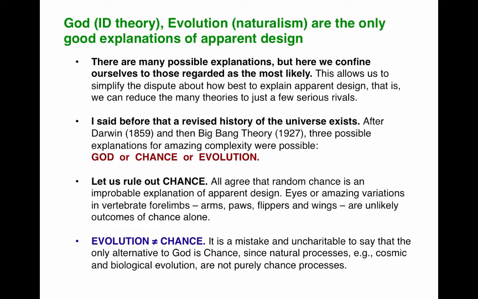Let's rule out chance. All agree that random chance is an improbable explanation of apparent design. Eyes, or amazing variations in vertebrate forelimbs, arms, paws, flippers, wings, are unlikely outcomes of chance alone. Evolution does not mean chance. It's a mistake and uncharitable to say that the only alternative to God is chance, since natural processes, for example, cosmic and biological evolution, are not purely chance processes.